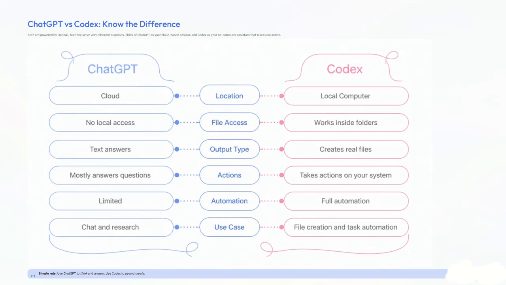On the other hand, if I talk about Codex, it is your AI assistant that actually performs work on your computer. So a simple way to remember what ChatGPT is and what Codex is: ChatGPT helps you think and Codex helps you do. Okay. ChatGPT is ideal when you need information or ideas, and Codex is ideal when you need real tasks completed automatically. So this is a key thing which you have to know. Okay. So this is all about the difference.